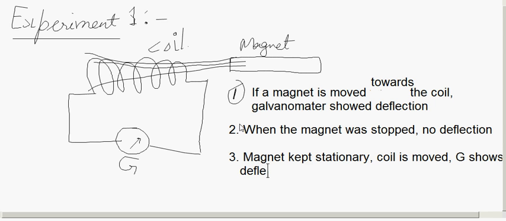Different cases. The case 1 is magnet is moved towards the coil or away from the coil. Then there is a deflection. When the magnet is stopped, there is no deflection. When the magnet is kept stationary and the coil is moved, then also G showed deflection. So by this we can conclude that whenever the flux linking a conductor changes, an EMF is induced in it.